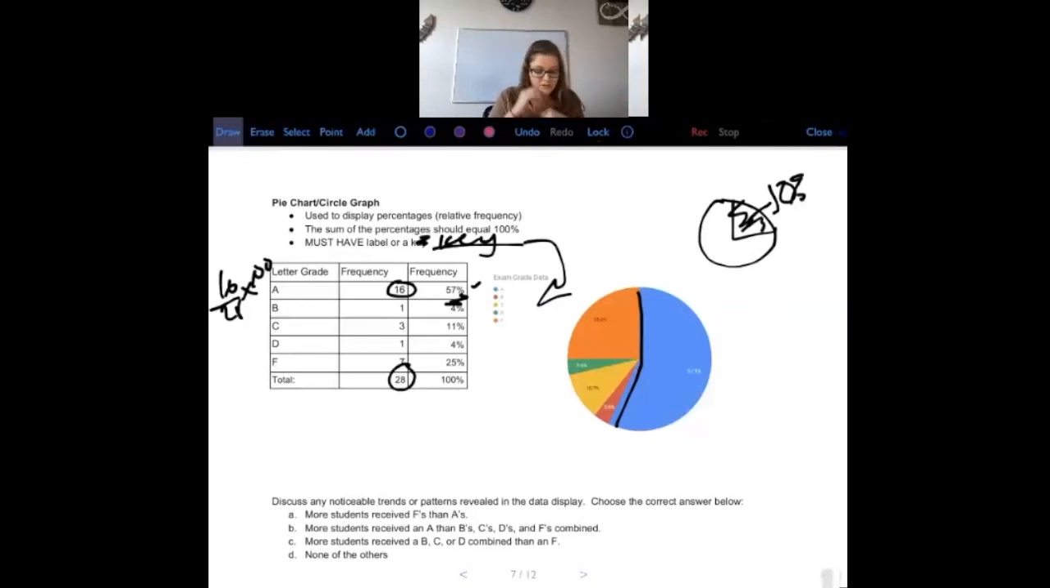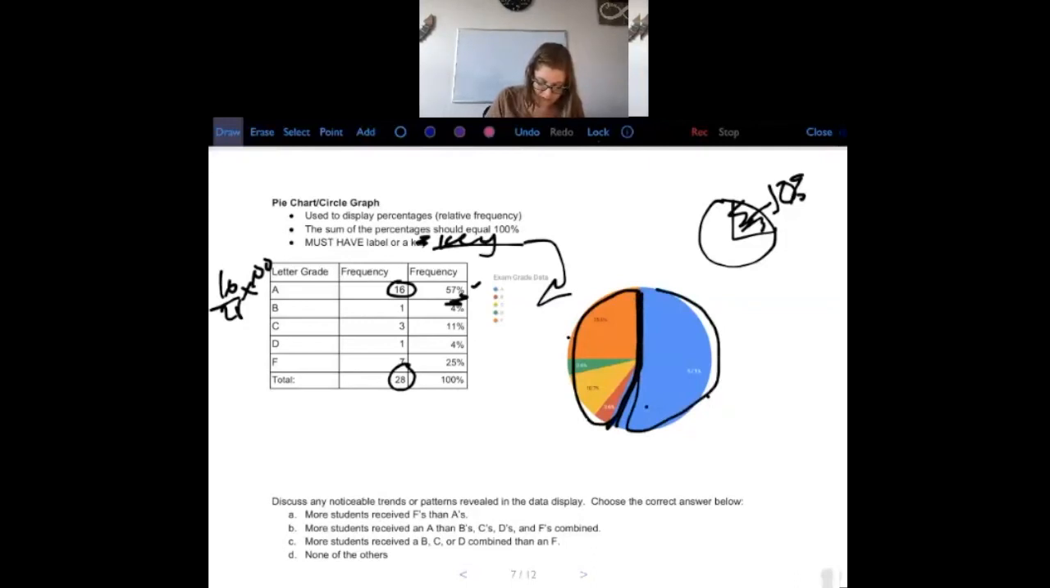You can also use these pie charts or circle graphs to discuss patterns in the data. So for instance, more students received F's than A's. Well, F is orange, A is blue. That's not true. More students received A's than B's, C's, D's, and F's combined. Well, that's true because that would be talking about this partial slice here, and A represents over half the data, so that would be correct.